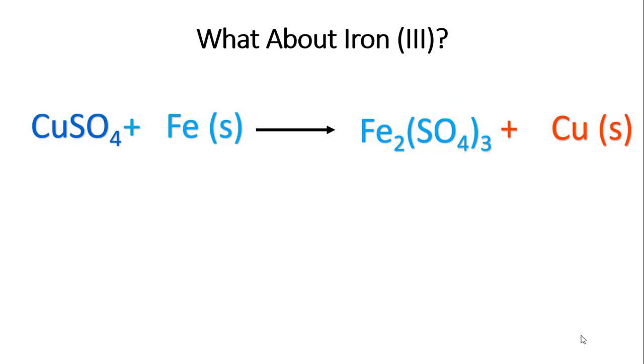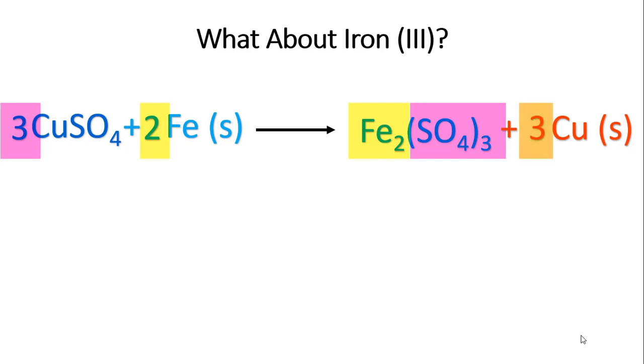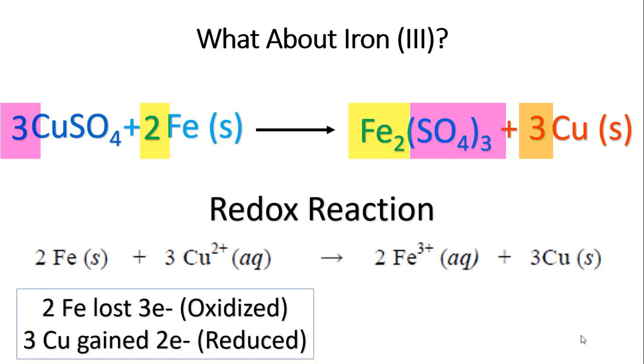And so the way we do that is to add in some coefficients, right? So if we put a 2 in front of iron, that gives me 2 irons on the left side and on the right side. You have to balance this out. If I put a 3 in front of copper sulfate, that gives me 3 coppers and 3 sulfate anions. And now the only thing left to do is to balance out the copper that's on the right side. So if I put a 3 there, now the reaction is balanced. All right. And so now we can look at the redox reaction.